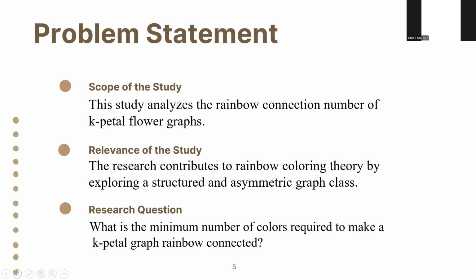In terms of relevance, this research contributes to the growing theory of rainbow coloring by working with a class of graphs that haven't been fully characterized in this context. It adds a meaningful result to the existing body of knowledge. The central research question driving this is: what is the minimum number of colors required to make a k-petal graph rainbow connected? This is the question my proof aims to answer.